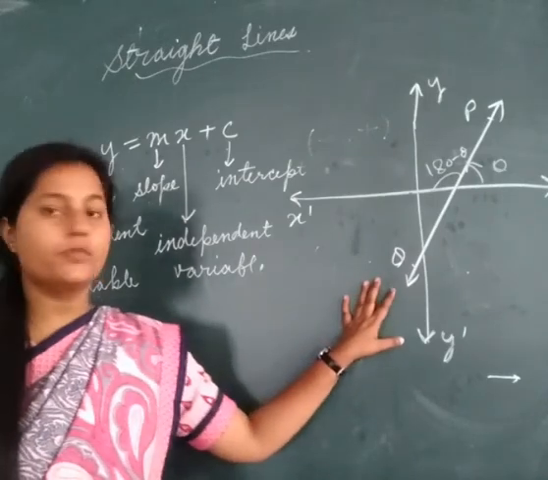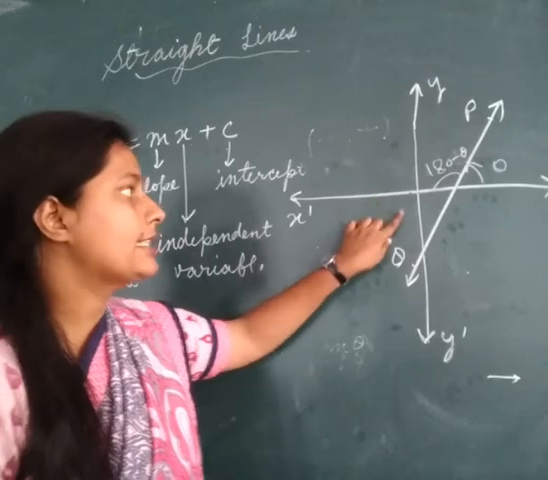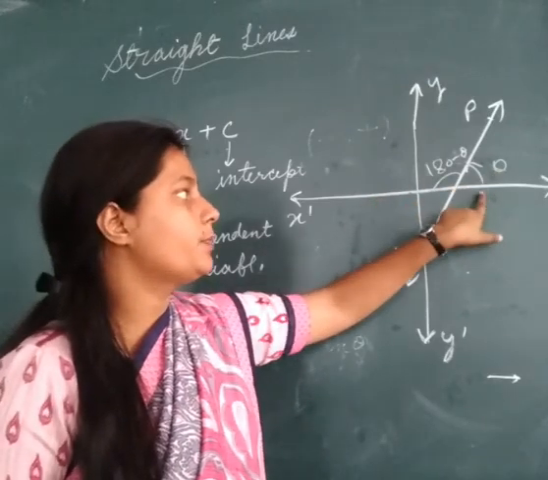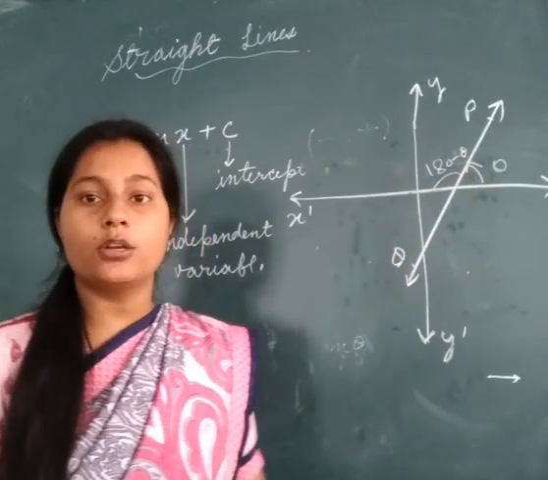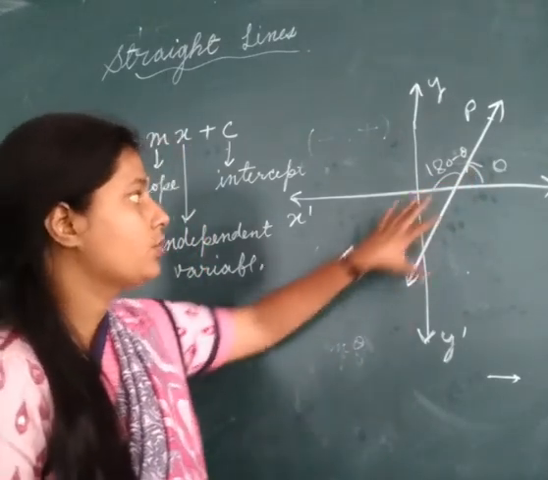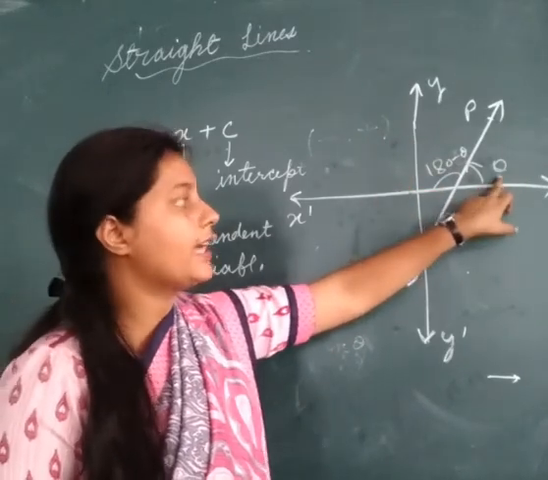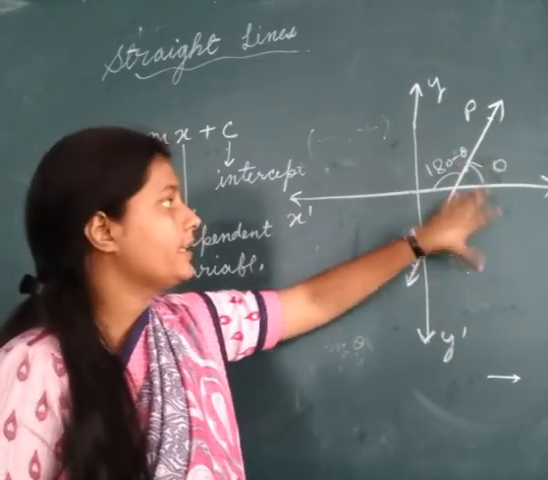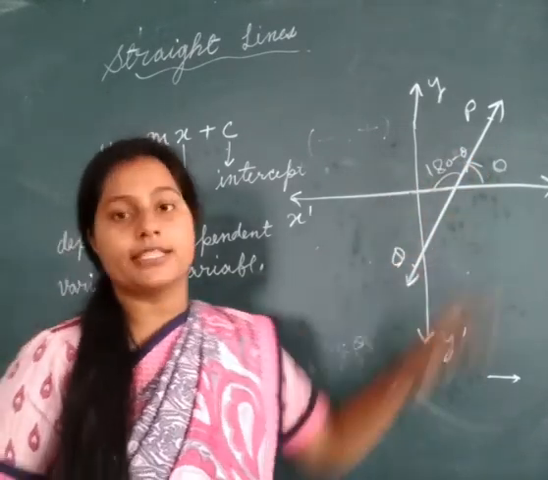For this, let us suppose we have a line, say let us take the line PQ, and this line makes angle theta with the positive direction of the x-axis taken in anti-clockwise direction. तो ये जो एंगल है उसको हम कहते हैं कि ये लाइन x-axis पे थीटा एंगल से इंक्लाइन है, यानी कि theta is the angle of inclination of line PQ with the positive x-axis.